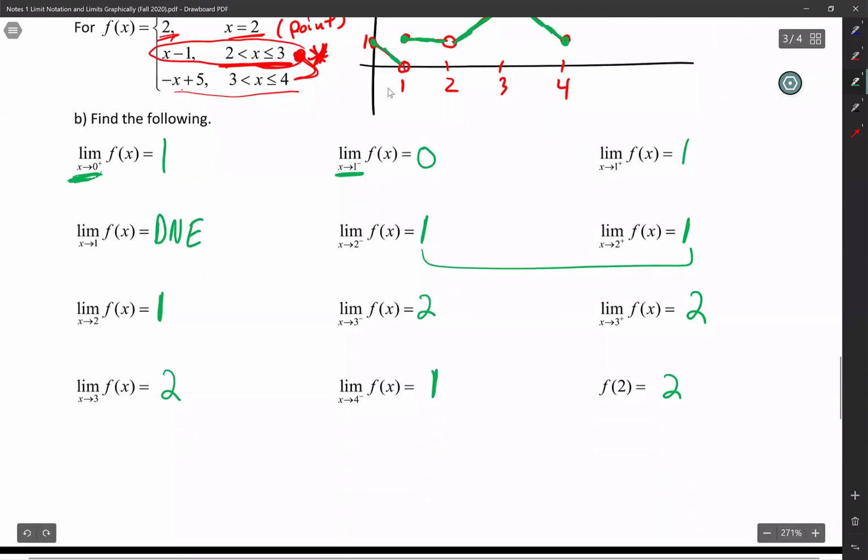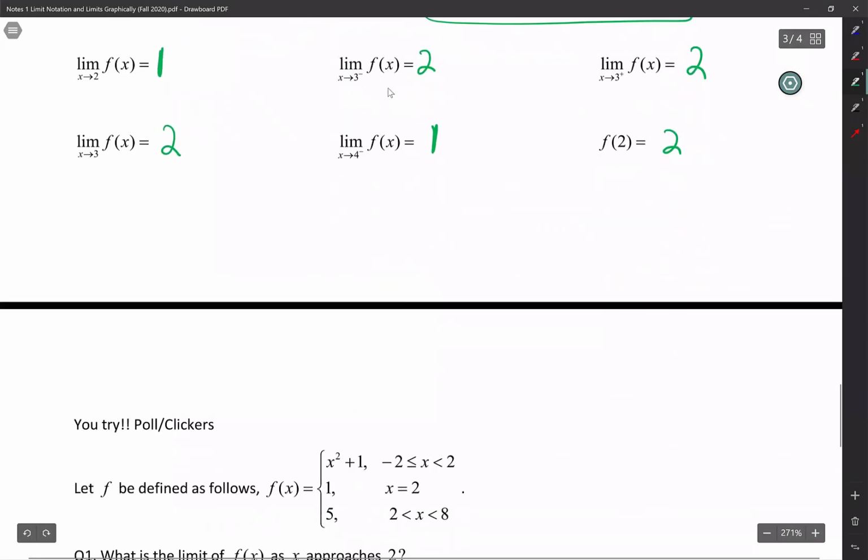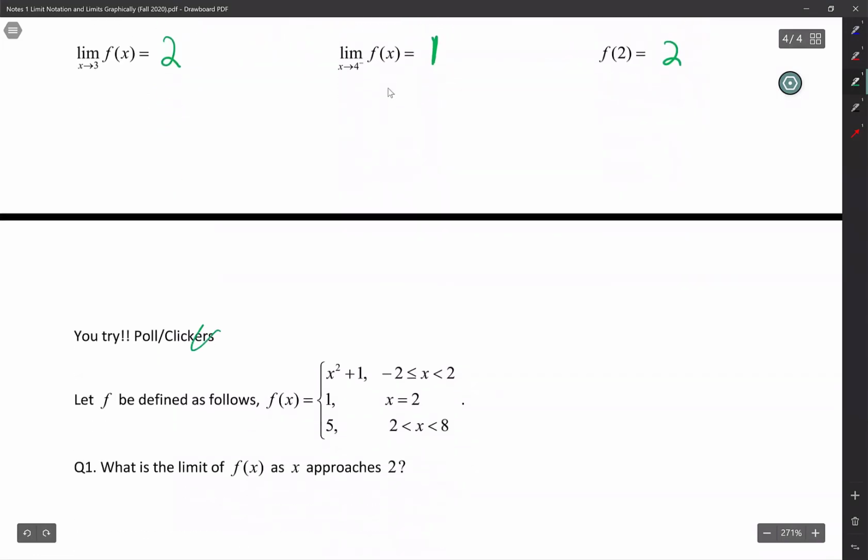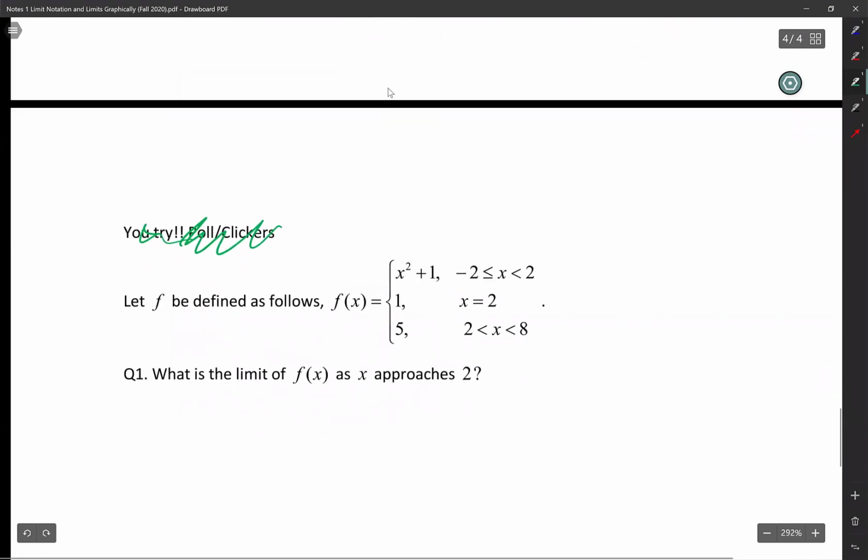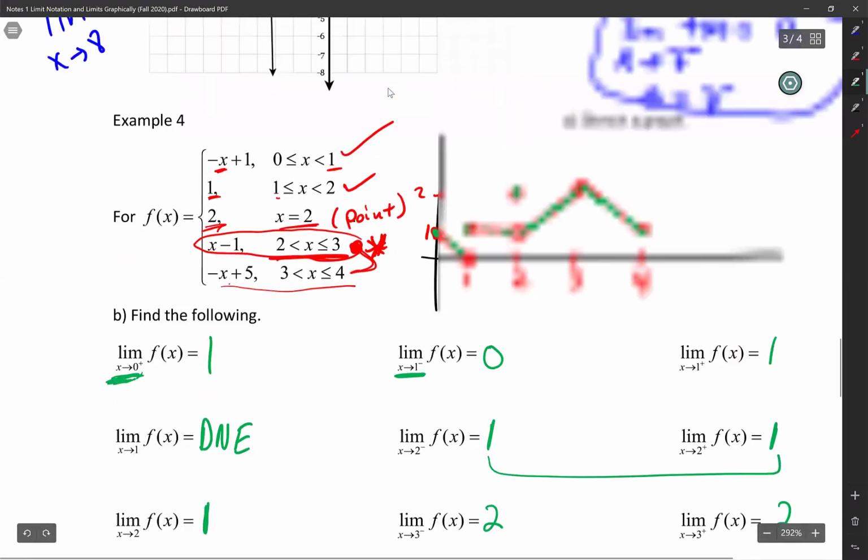All right, so I think we got one left. Oh, okay. We don't have clickers right now. I guess we could have done a poll, darn it. Oh yeah, we can do it. Okay. All right, guys. This is gonna be fun.